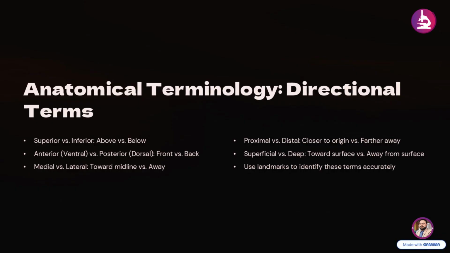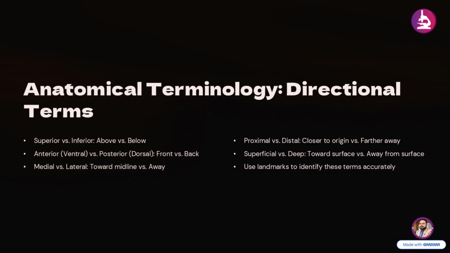Depth gradients. The superficial-deep spectrum describes tissue layers, with superficial indicating external positioning, like the epidermis, and deep representing internal structures, such as the dermis beneath. This distinction is vital for injection techniques, surgical planning, and radiological interpretations.